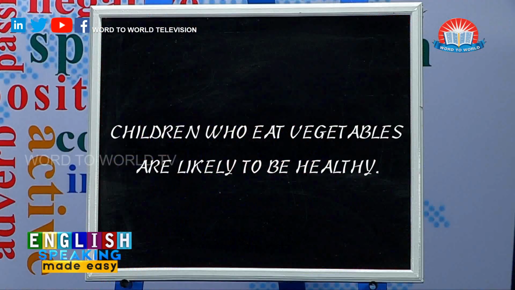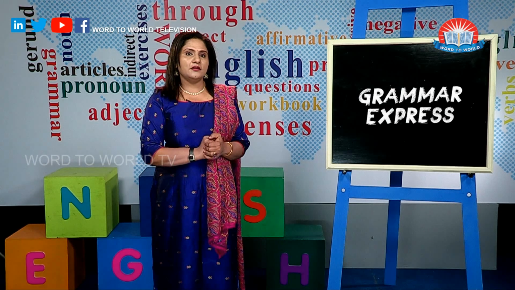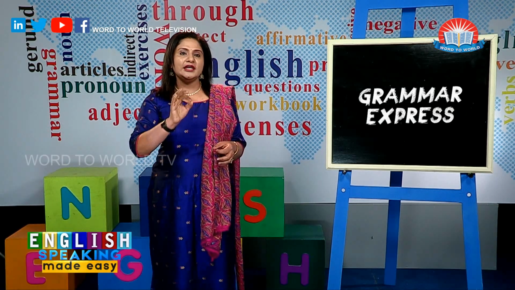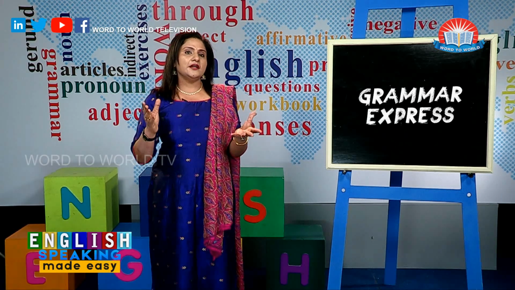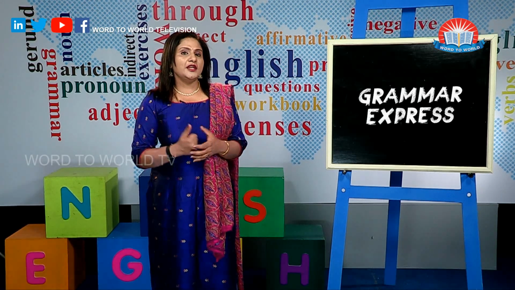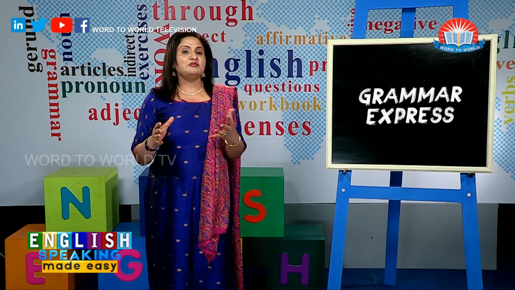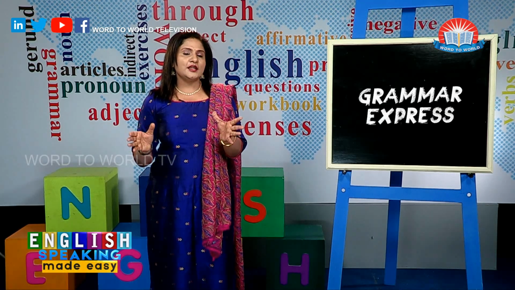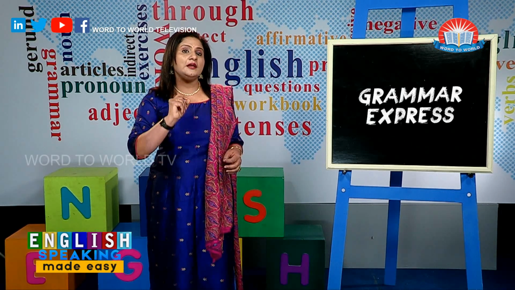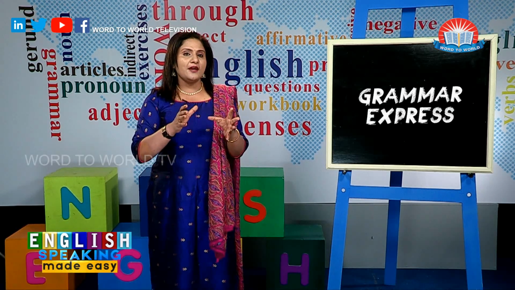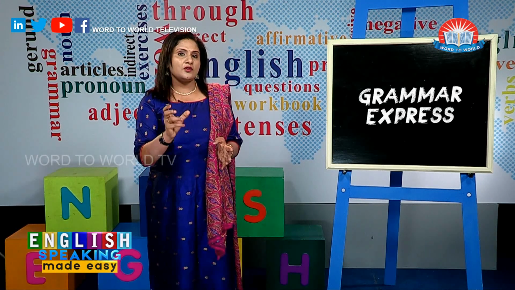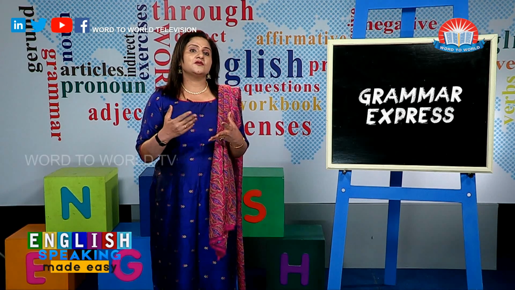Another sentence here: children who eat vegetables are likely to be healthy. Now we have another relative pronoun here, who eat vegetables. The who introduces the clause there. But here also, if you remove who eat vegetables, the sentence's meaning can change. Grammatically it can remain the same, but the intended limits, that is the children who eat vegetables, may be lost. So when you have clauses like this, we call them restrictive clauses.